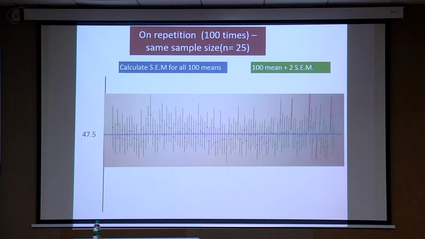Then we get a chart like this. Which means 95 times it intersects the true value. Only 5 times it may not include the true value. That 5% error is acceptable. So 95 times we can be sure that our interval is including the true value.